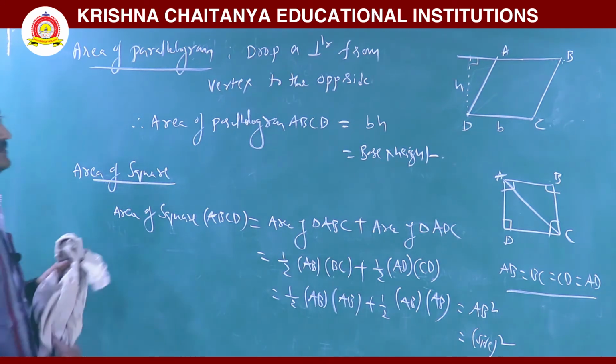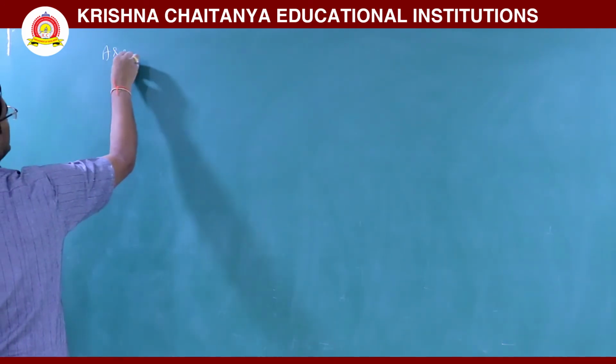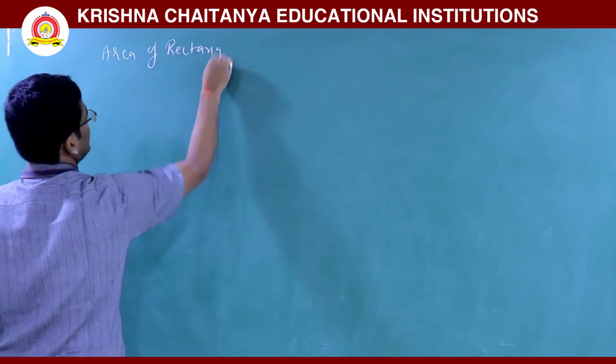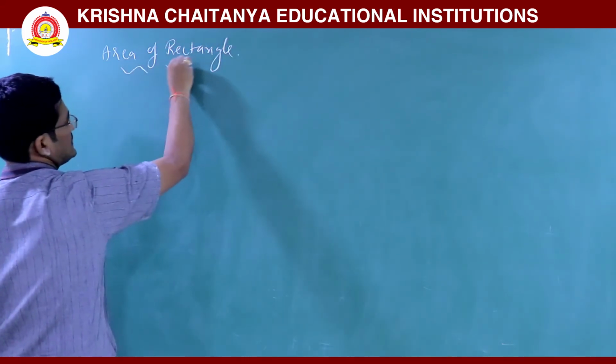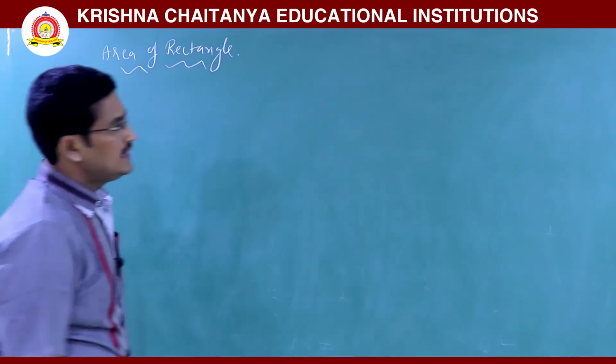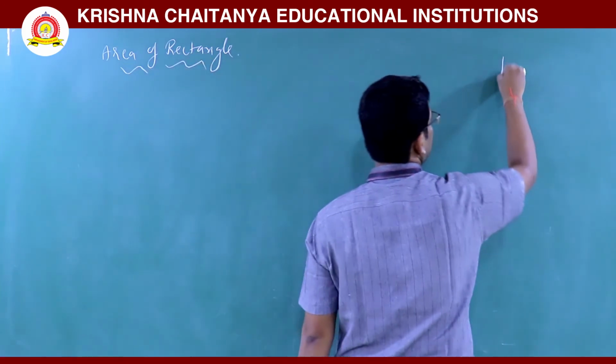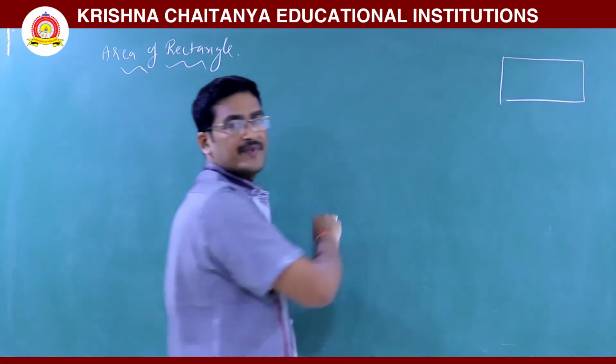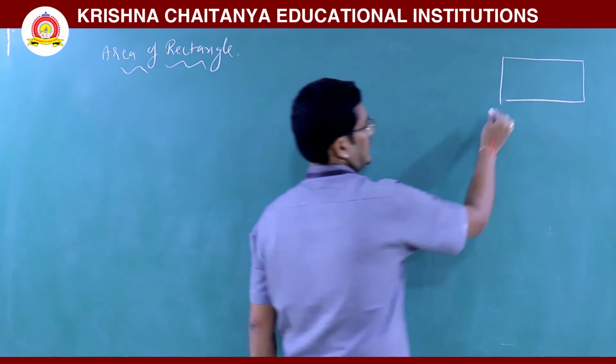Area of rectangle. So what is the area of rectangle? How to calculate the area of a rectangle? Now the question is that one. So we have to take one rectangle like this. Okay. So you know about the rectangle's nature.